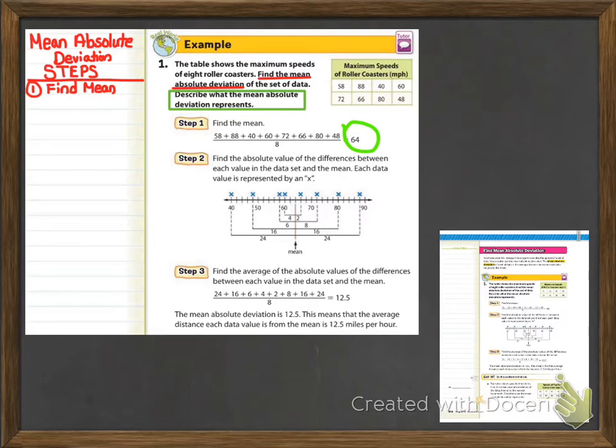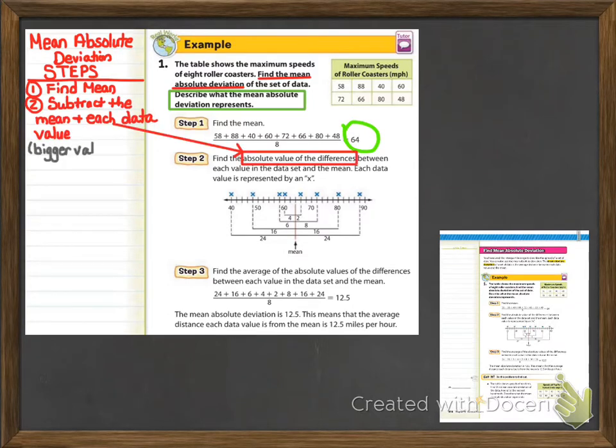Now step 2, here's what you're going to do. You're going to subtract the mean and each data value. The data values, remember, are these guys over here. So you're going to take 64 and subtract it from each of these numbers individually, and of course keep track of those numbers, because we're going to have to do something with them for step 3. So let me show you what I'm talking about here.